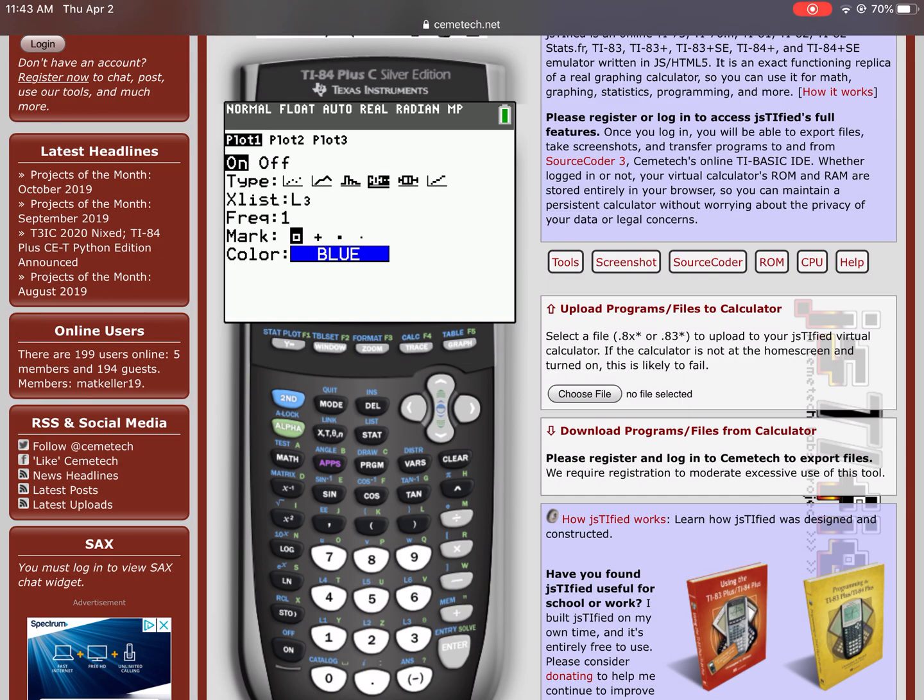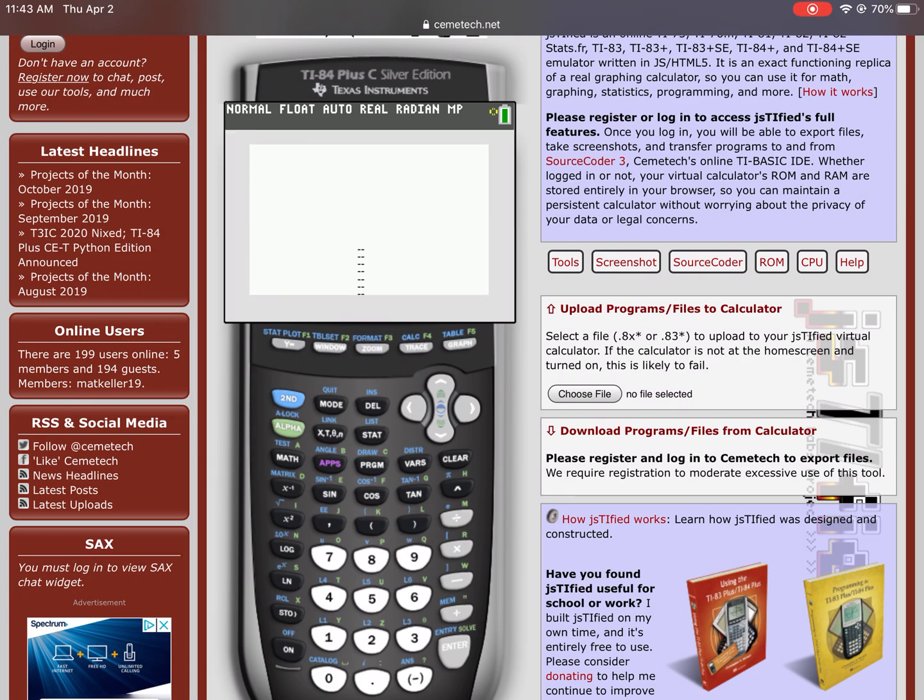L3 has the differences in it. The frequencies are 1. And now I'll hit zoom 9. And again, because I made these numbers up, it won't surprise me if this is kind of crazy. However, look at that. Me just kind of arbitrarily typing in numbers has led to what appears to be a nearly perfectly symmetrical box and whisker plot.